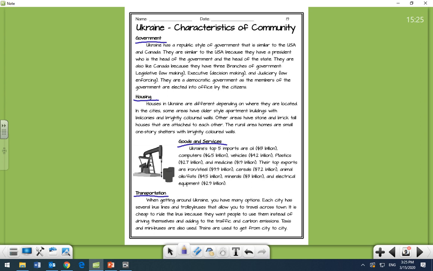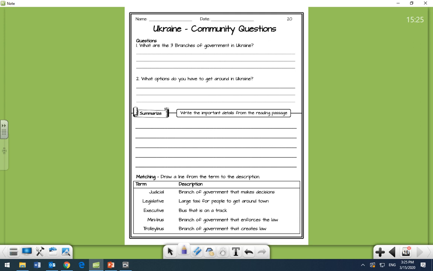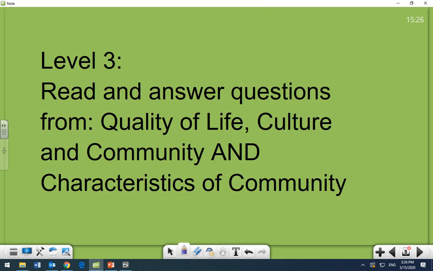Again, you're going to read through the page of characteristics of community, and then you're going to answer the questions. The challenge part here is the summarize. You need to write just the important details from the reading passage. Again, remember level 1, everyone has to do quality of life. They have to read it and answer those questions all the way back here.